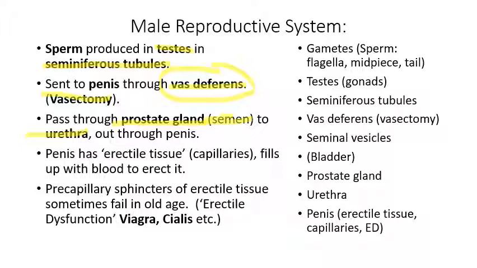The shaft of the penis is filled with a number of blood capillaries, and like all capillaries, there's something called a pre-capillary sphincter, which opens and closes to determine whether blood actually goes into that capillary or not. As men get older, those pre-capillary sphincters begin to malfunction, which makes it difficult for them to get an erection, and that's called erectile dysfunction. The penis has erectile tissue, which is basically capillaries that fill up with blood in order to erect it.